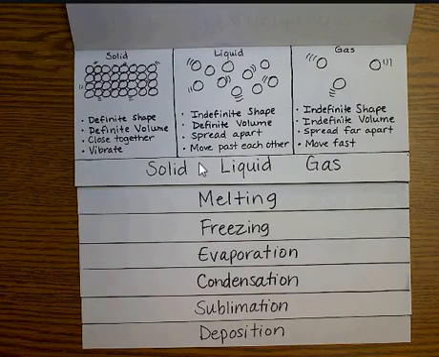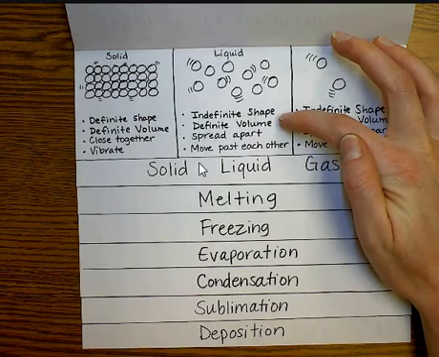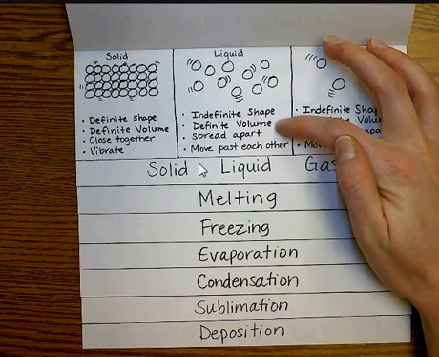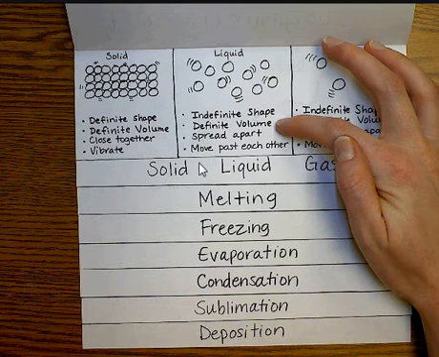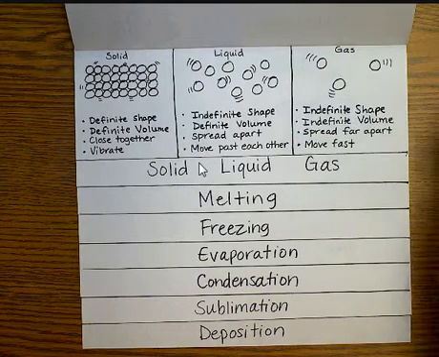So the 4 main things you need to know for liquid is that they have an indefinite shape, which means that their shape can change. They have a definite volume, which means their volume stays the same. Particles spread apart, and the particles move past each other.